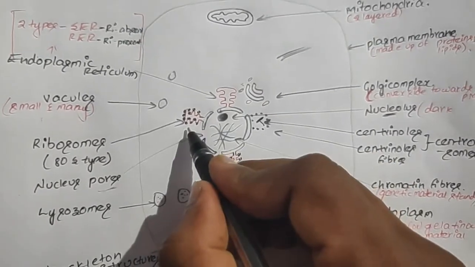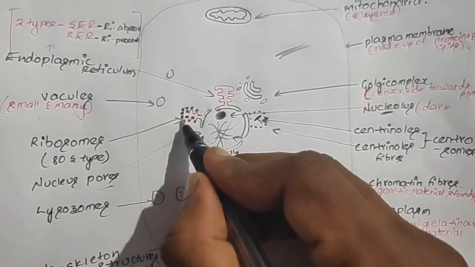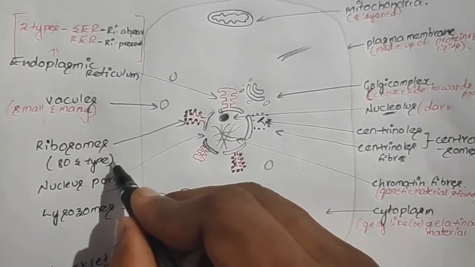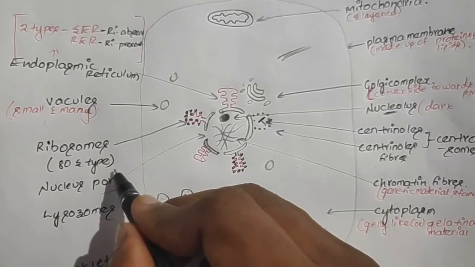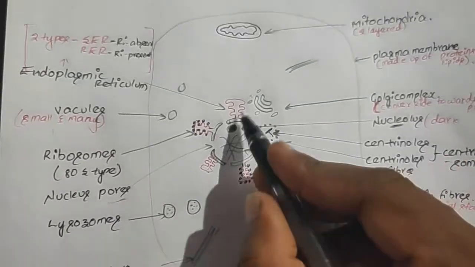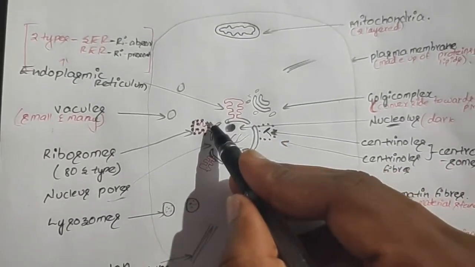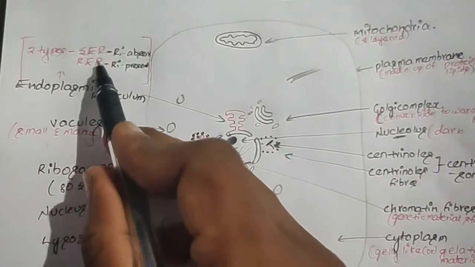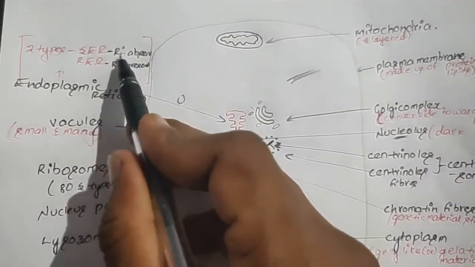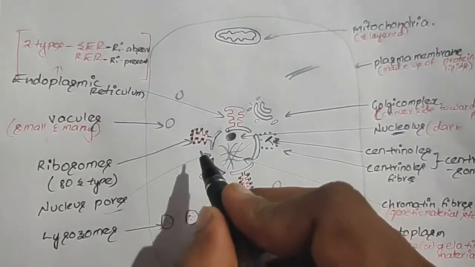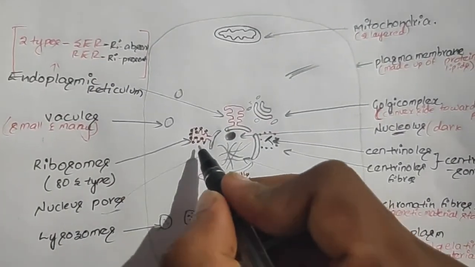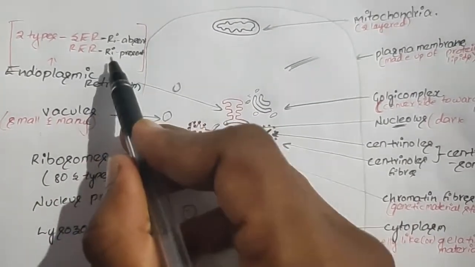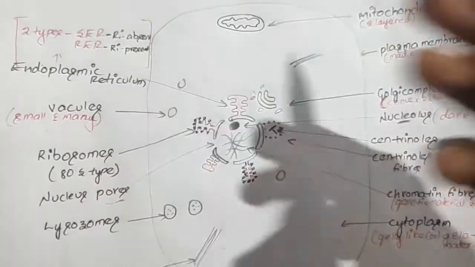On this endoplasmic reticulum, dot-like structures are present. These are known as the ribosomes. In the case of animal cells, these ribosomes are 80S type. On some endoplasmic reticulum the ribosomes are absent, and such endoplasmic reticulum is known as smooth endoplasmic reticulum. In some endoplasmic reticulum the ribosomes are present, and such is known as the rough endoplasmic reticulum.